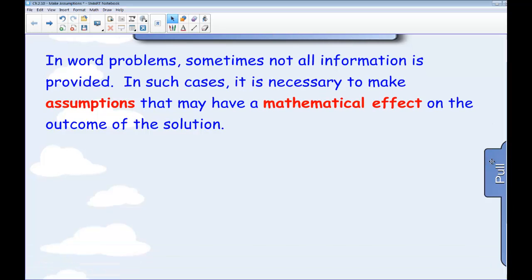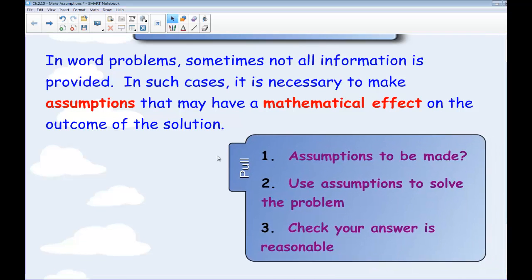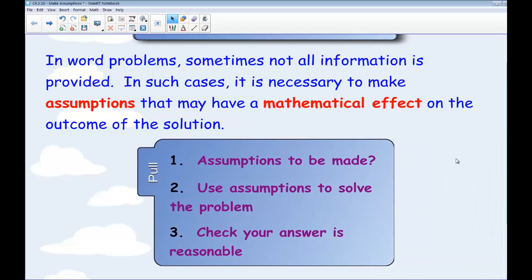Now in general, when you're solving word problems, you want to read the question over a number of times, but you also want to take a look at what kind of assumptions need to be made before you start your calculations. These assumptions might have some kind of mathematical effect on your calculations, so you need to think about them first. Once you have all your assumptions made, you can use them to help you solve your problem. And finally, you want to make sure that the answer you come up with is a reasonable one.